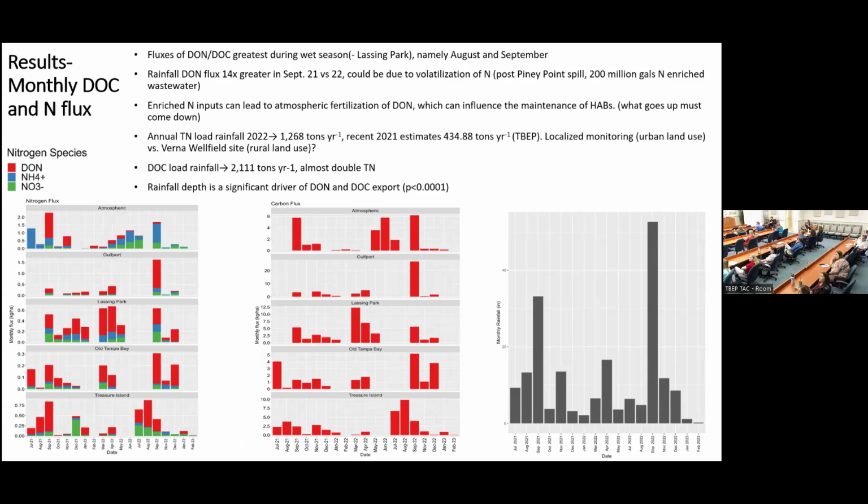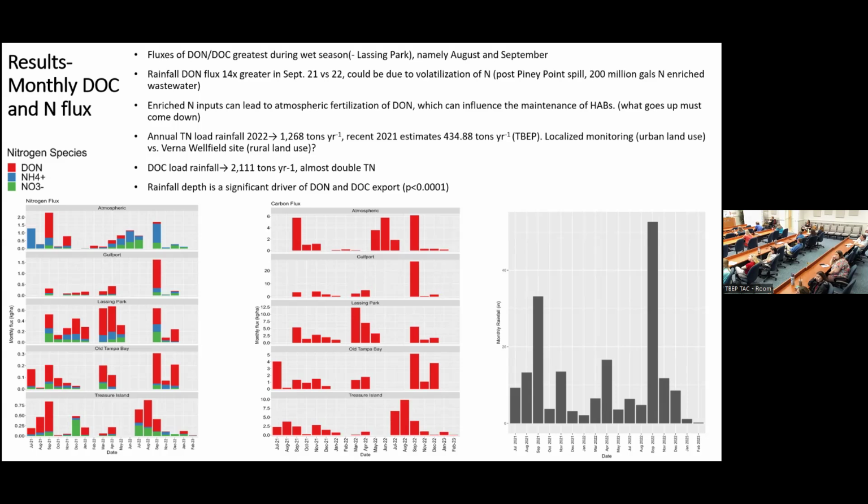And this is a lot, but I'm going to briefly go over this. These are just showing our monthly fluxes of DOC and nitrogen. So far left, we're looking at the nitrogen flux for the entire sampling interval from July of 2021 all the way to February 2023. DON is in the red, ammonium is in the blue, and the nitrate is in the green. Then going to the middle, we have the same figure, but now we're just looking at DOC. And all the way to the right, we're looking at the monthly rainfall.